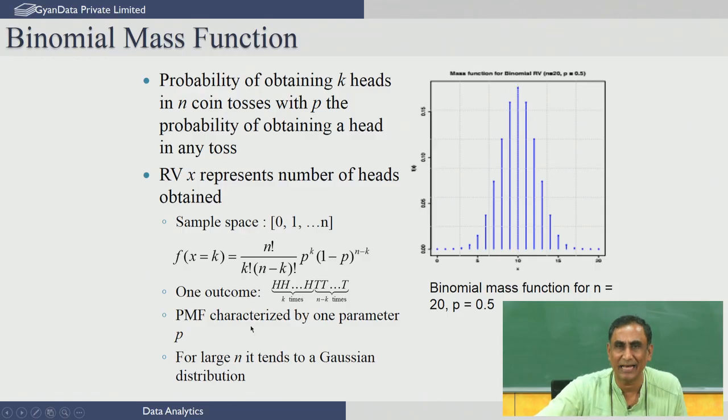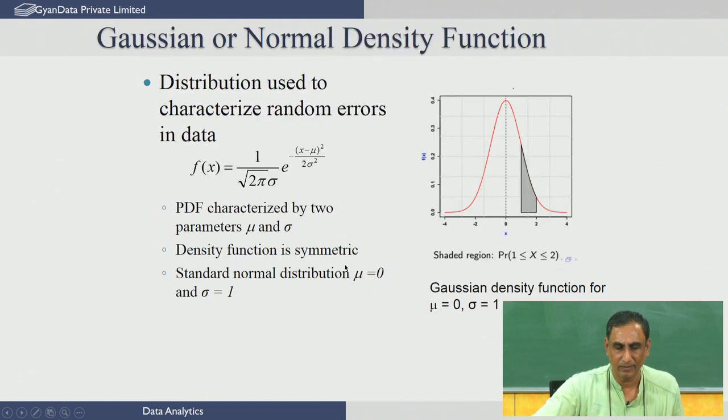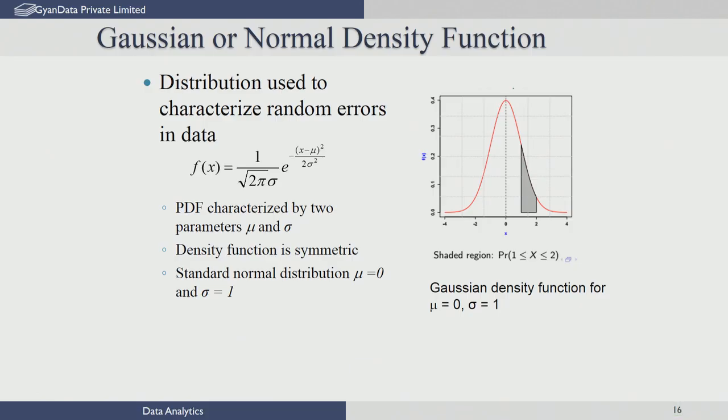This distribution is characterized by a single parameter p, and we can also see that for large enough n it tends to this bell shaped curve, which is called the Gaussian distribution, which we will make use of for large n. Instead of using the binomial distribution, which is computationally more difficult, we can approximate it by a Gaussian distribution for computational purposes. That is an example of a probability mass function of a discrete random variable.